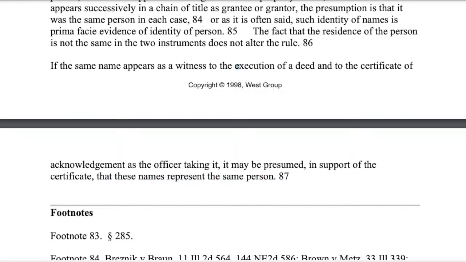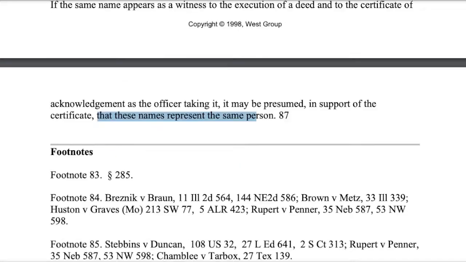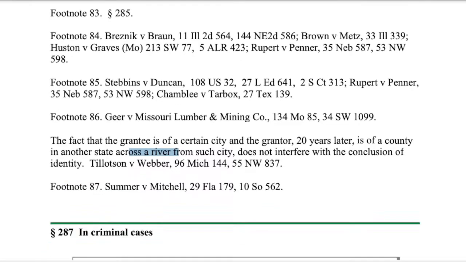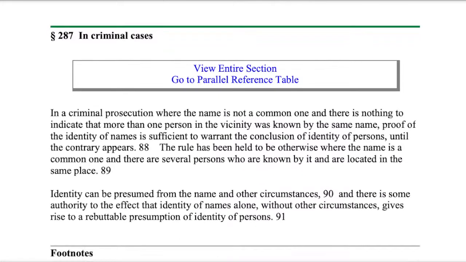So, witness to the execution of the deed, acknowledgment as the officer taking it may be presumed. So, okay. Let's see here. The fact that the grantee is of a certain city and the grantor 20 years later is of a county in another state across a river from such city does not interfere with the conclusion of the identity. What if they're past the county line and past the county river? All right, on to section 287.